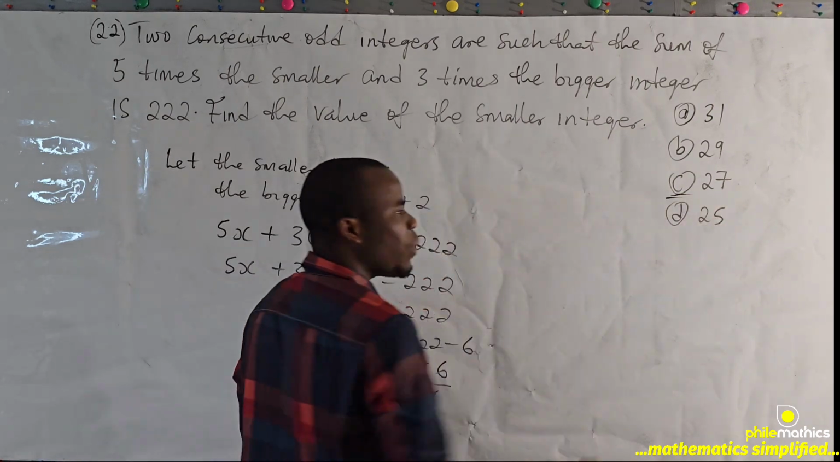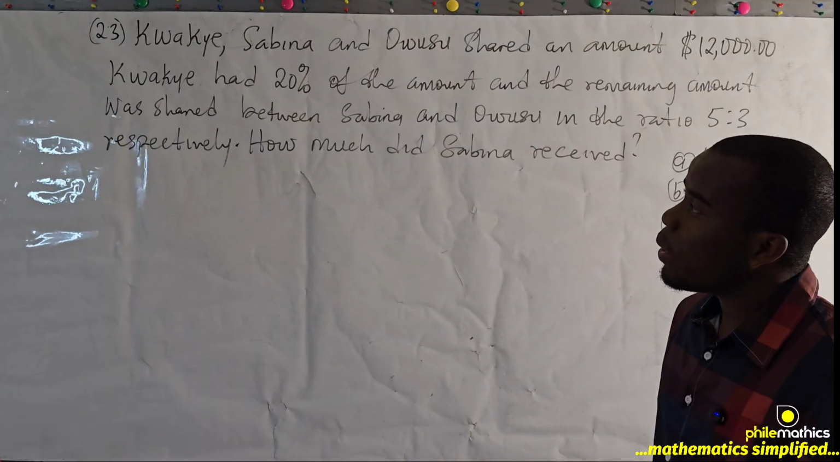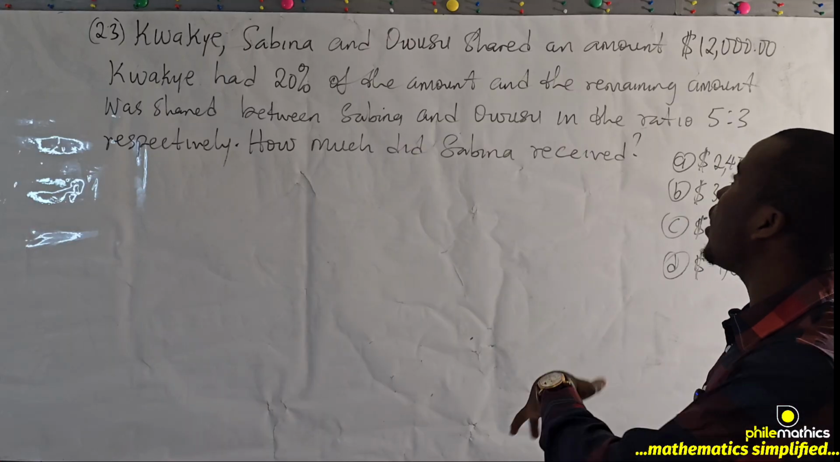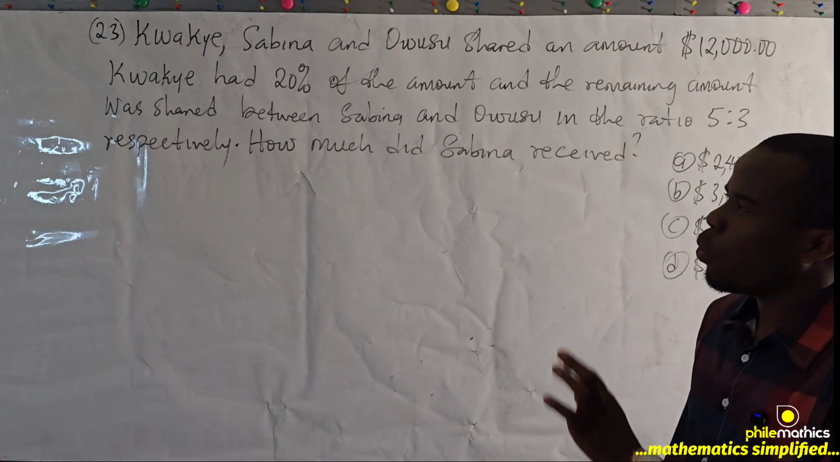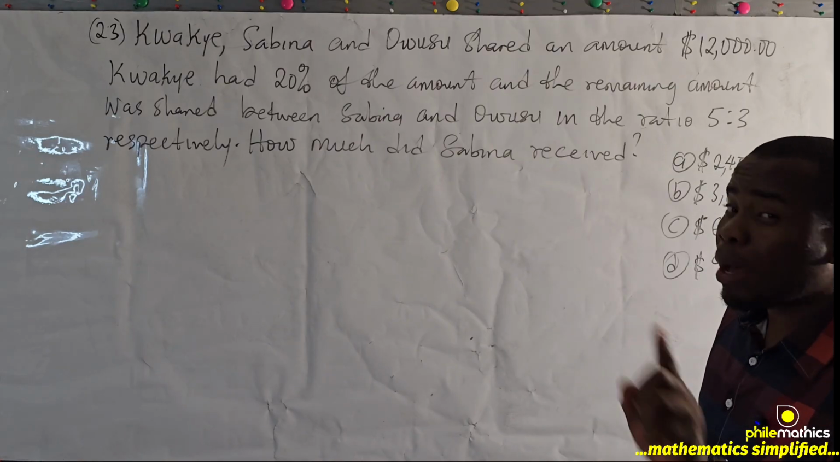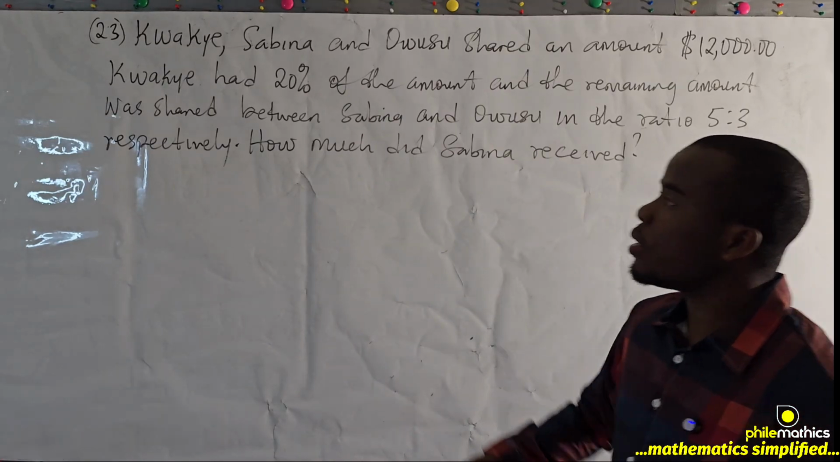That is 27. Kwake, Sabina, and Owusu shared an amount of $12,000. That's a whole lot of money right there. Kwake had 20% of the amount. Let's start with this.